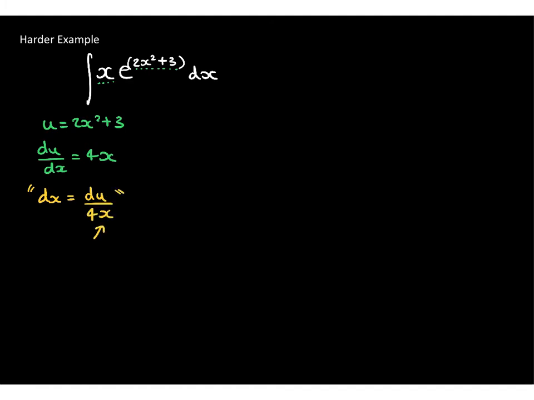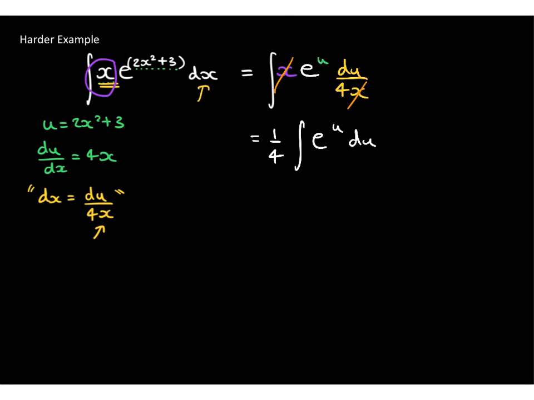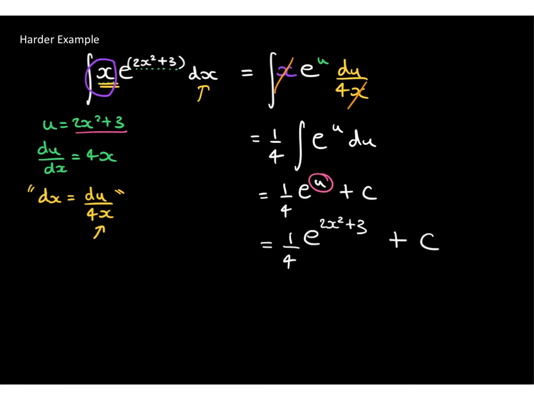And it's this x in the denominator here that's going to help us with this x over here. So, as always, I like to leave this term here as it is until we see the cancellation. We then have e to the power of u, and then in place of dx, I've got this. So, watch the cancellation take place, and we're left with a quarter outside the integral sign, the integral of e to the u du. So that is, of course, a quarter of e to the u plus c. And remember, u is, of course, the same as 2x squared plus 3. So we get a quarter e to the 2x squared plus 3 plus a constant.